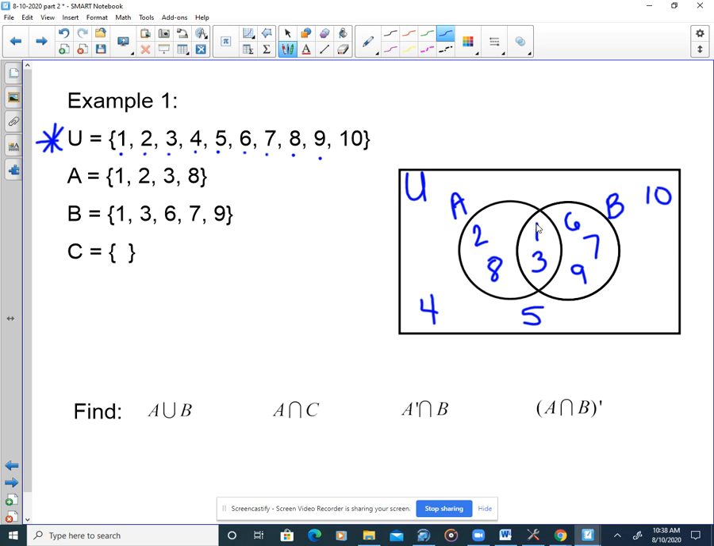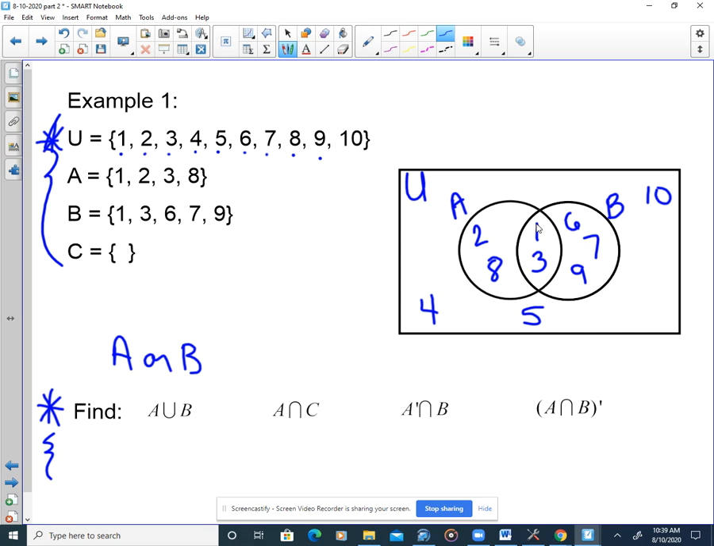Okay, so it wants us to find these sets here. It says find the set of A union with B. So what you're going to do is look at your Venn diagram, or look at your sets up here. You can use both of them. Sometimes it's helpful to look at the Venn diagram. Sometimes it's helpful to look at it written in roster form. Well, this set has to have every element that is in A or B. Everything in this set will be in either A or B.